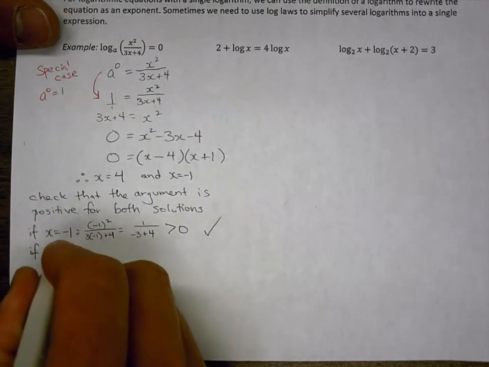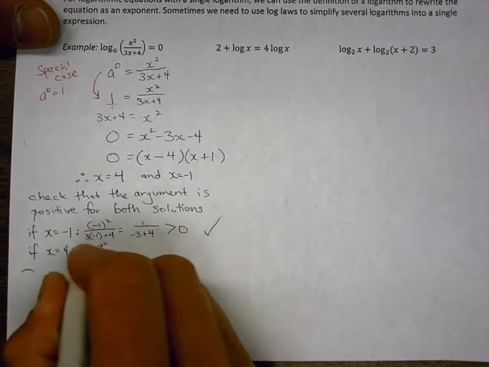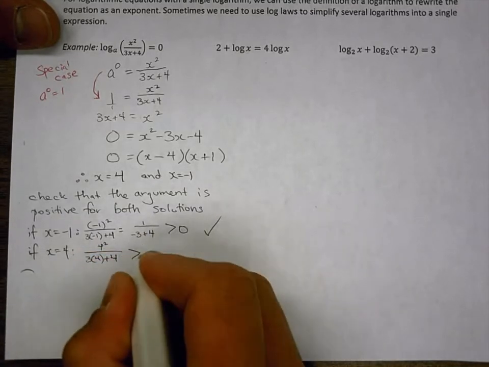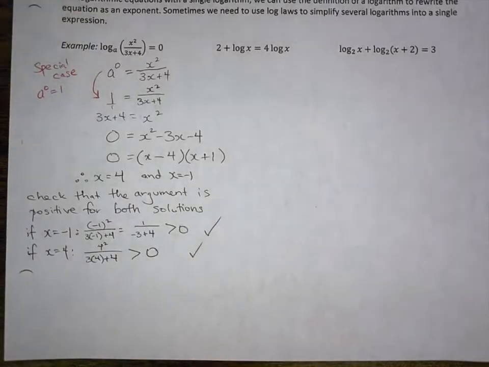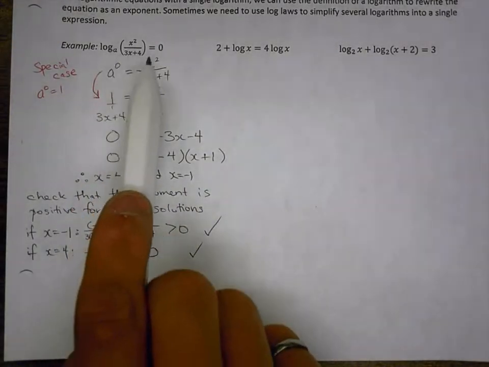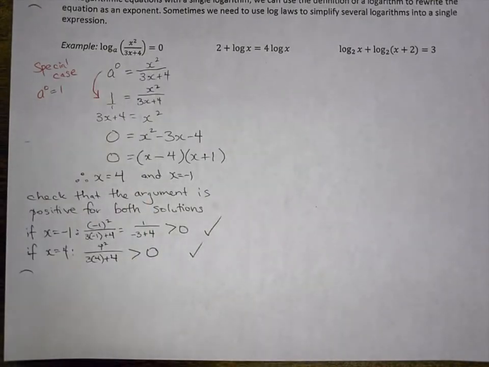And if x is equal to 4, I have 4 squared, 3 times 4 plus 4. I can tell you right away that's going to be positive. So great, both solutions are valid. So you have to do that check for the argument and sometimes for the base.